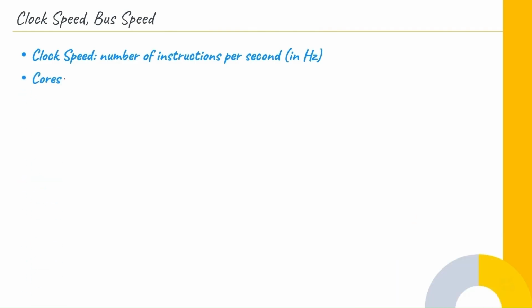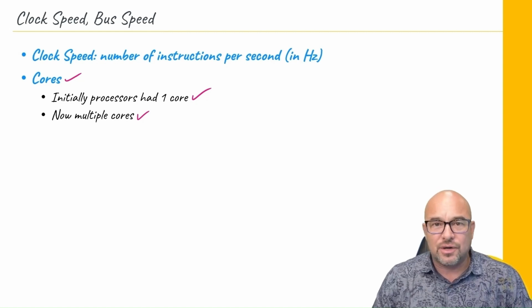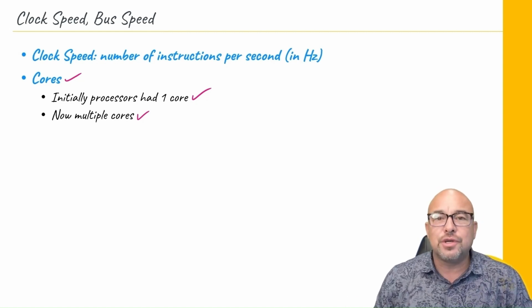Now let's move on to the subject of cores. Initially, all processors had only one core. In other words, the processor was the processor. Now they have multiple cores, and even the base entry-level processors, like from Intel, that would probably be the Celeron series, which would be the cheapest processors you can get.